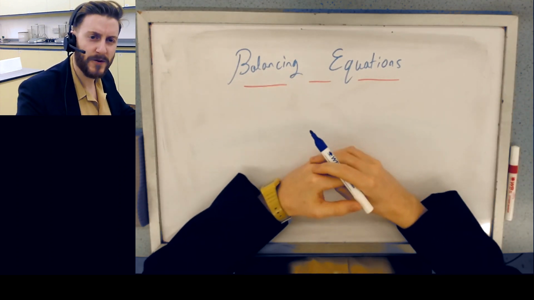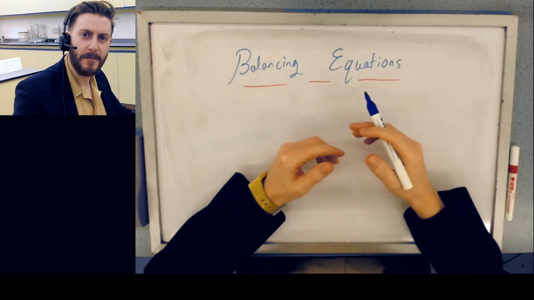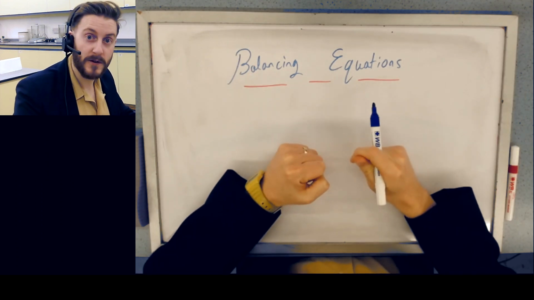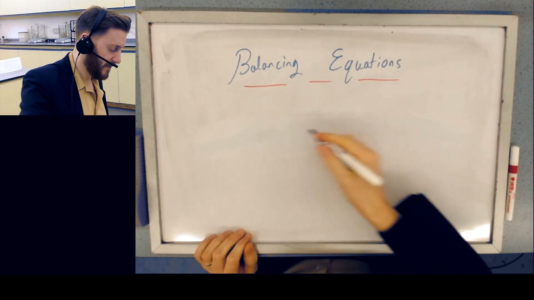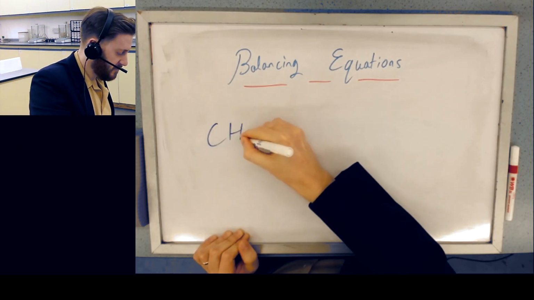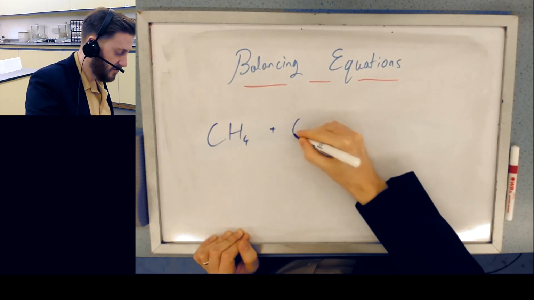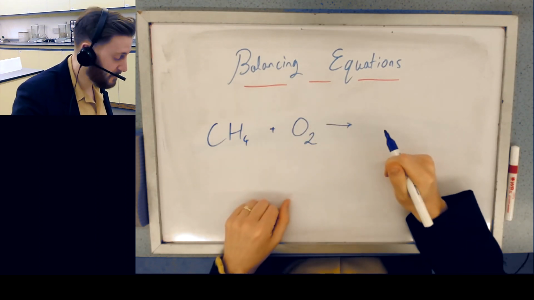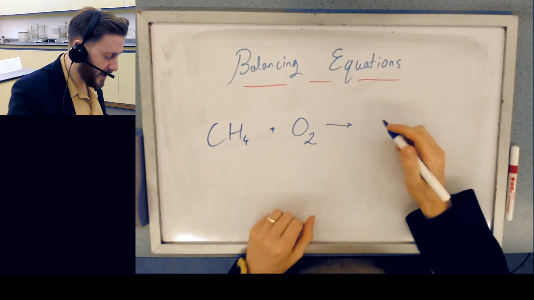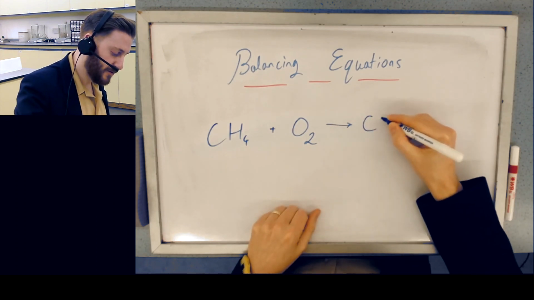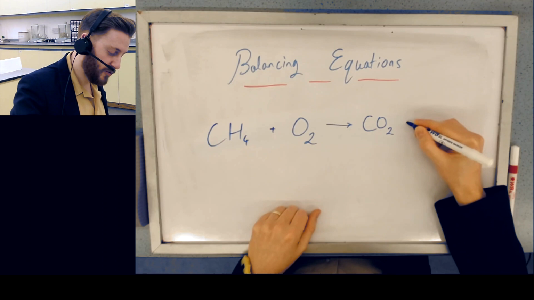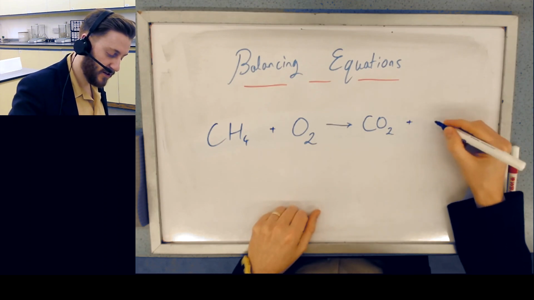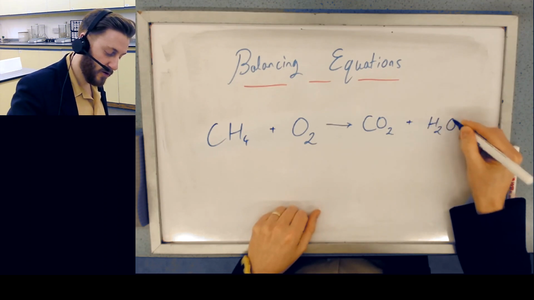In this video, I'm going to talk through some of the tips, some of the tricks that I picked up just from doing an awful lot of these. So let's have a look. If I have a reaction like this, methane reacting with oxygen, a combustion reaction. And if we've been studying chemistry, we know that if you burn a hydrocarbon in a plentiful supply of oxygen, you'll get your two products. Your complete combustion gives carbon dioxide and water.